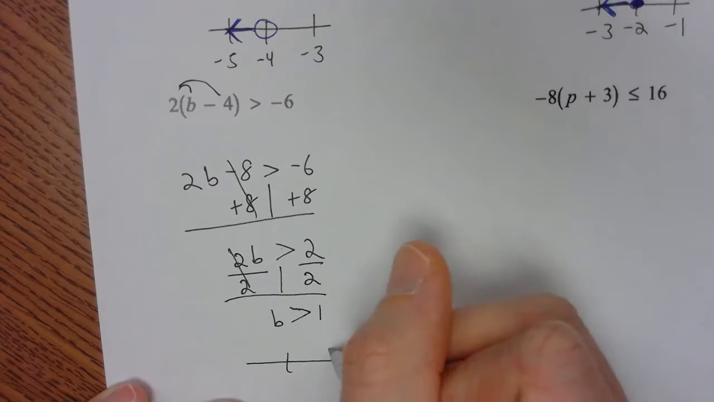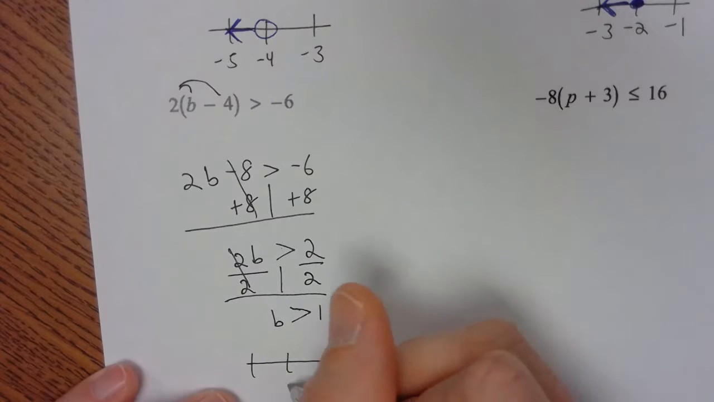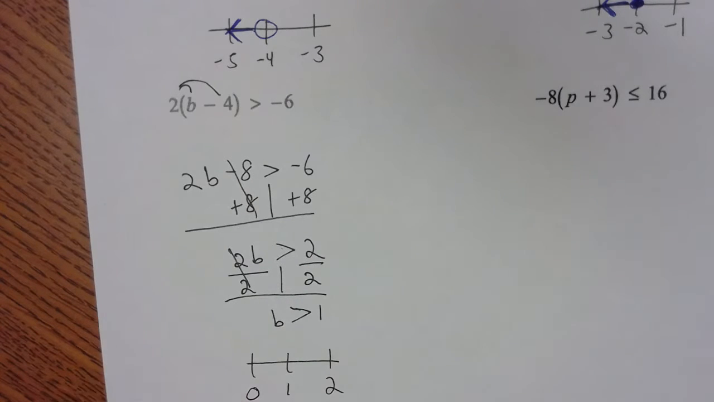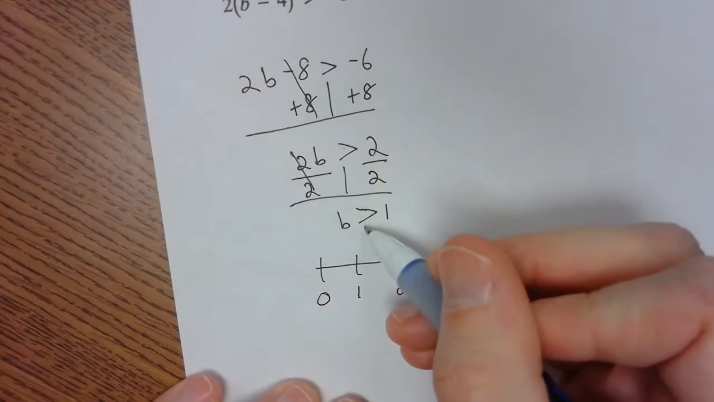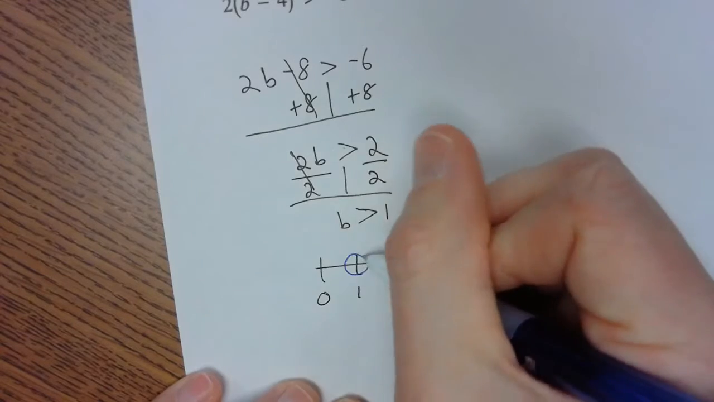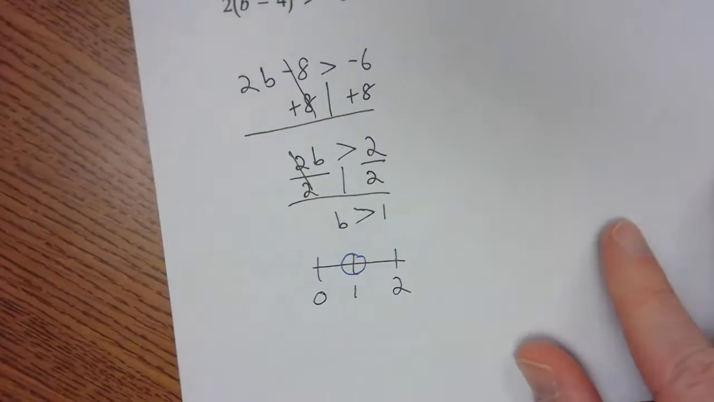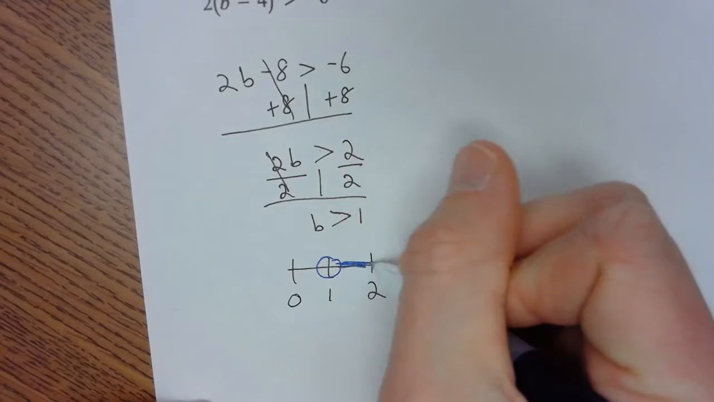Draw your number line. 1 goes in the middle, 0 and 2. I'm going to have an open circle because there's no line underneath here. And what number is greater than 1? Well, that would be 2. So I'm going towards the 2.